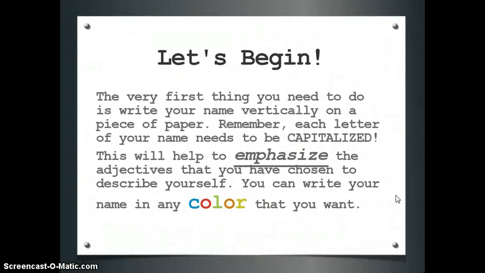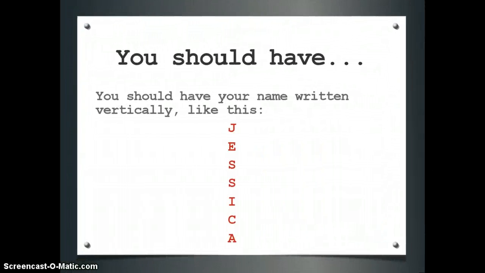So let's begin. First, you'll need to write your name vertically on a piece of paper. Remember, each letter of your first name needs to be capitalized. This will help to emphasize the adjectives that you have chosen to describe yourself. And have some fun with this. Write your name in any color that you want. So on your paper, what you should have is your first name written vertically, like I've done with my name here.